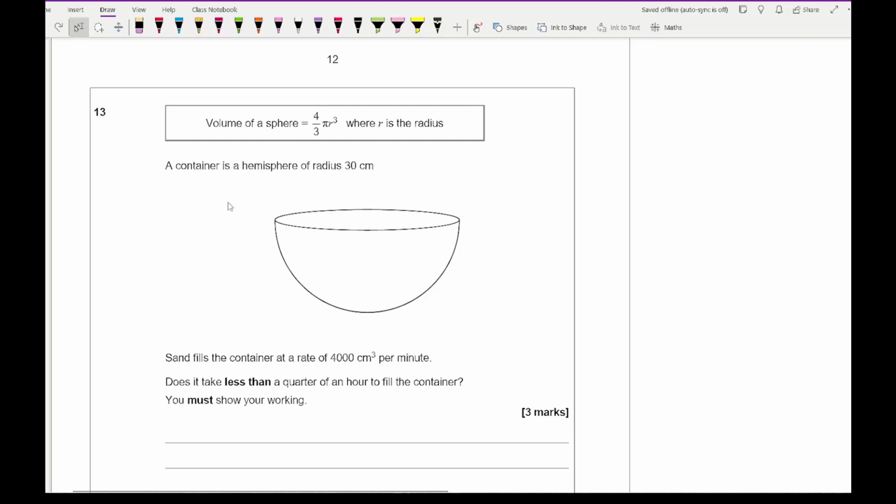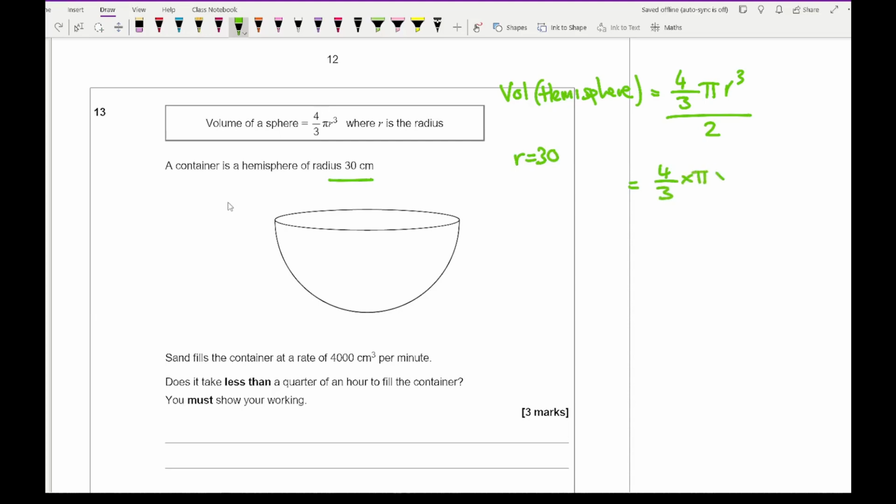So first things first, what we need to do is work out the volume of the hemisphere. Now it tells me the volume of a sphere, so it's going to be 4/3 pi r cubed, all divided by 2. Now it tells me that r equals 30. So if I substitute that in, I get 4/3 times pi times 30 cubed, all divided by 2. Now if I type that into my calculator, I get an answer of 18,000 pi. I'm going to leave my answer as that because the number is quite big.